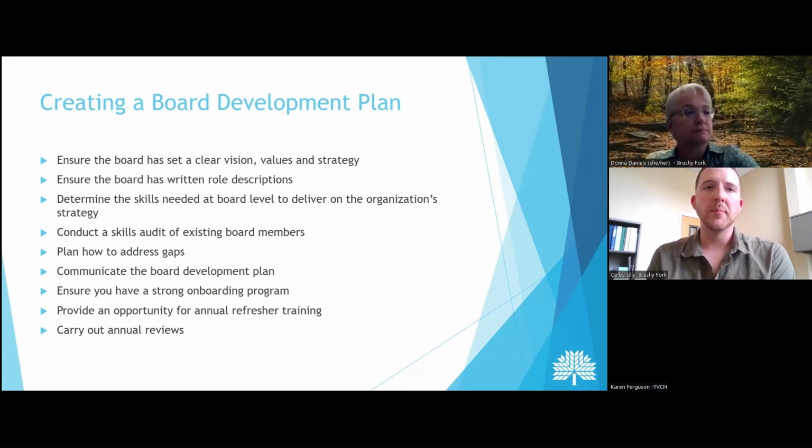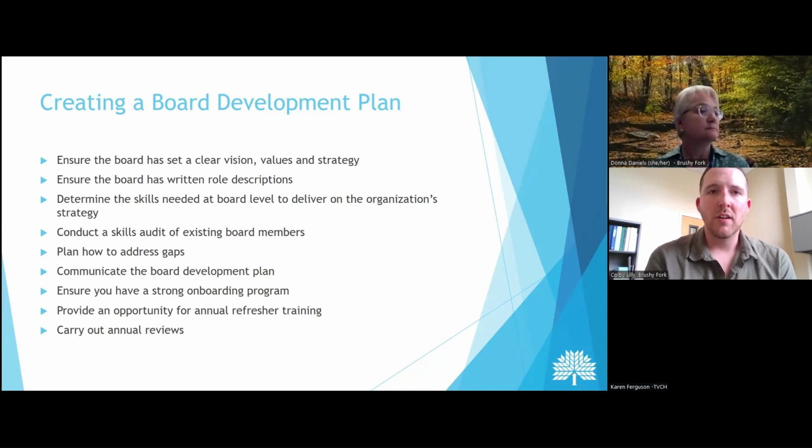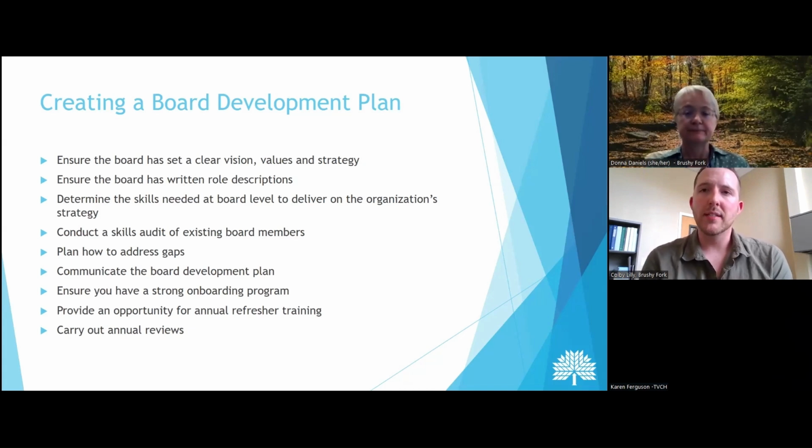Next is a strong onboarding program to implement a strong induction program for new board members to quickly integrate them. A board should establish a recruitment and retention strategy. Nonprofit boards face retention as a key challenge in operating effectively. By having a strong onboarding process, it is more likely that new board members can establish trust with the board and vice versa.